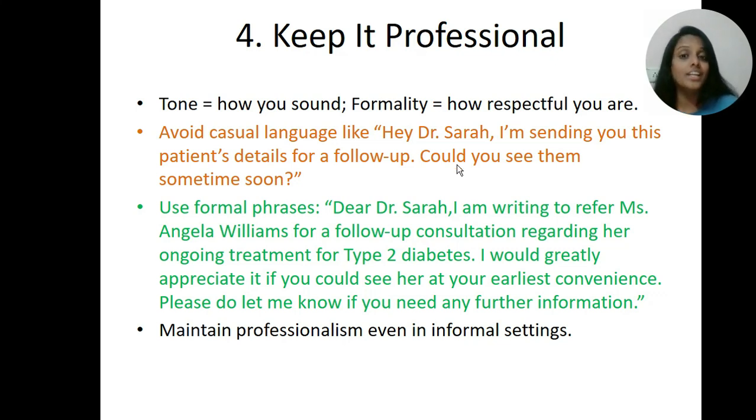So this one is not ideal. We are dealing with professional healthcare, so we need a polite and formal tone. Here is how we could rephrase it. Dear Dr. Sarah, I'm writing to refer Miss Angela Williams for a follow up consultation regarding her ongoing treatment for type 2 diabetes. I would greatly appreciate it if you could see her at your earliest convenience. Please do let me know if you need any further information. Sounds perfect, right? So always keep your audience in mind and match the level of formality to the situation. Remember, the tone is just as important as the information because it helps you sound competent and trustworthy.